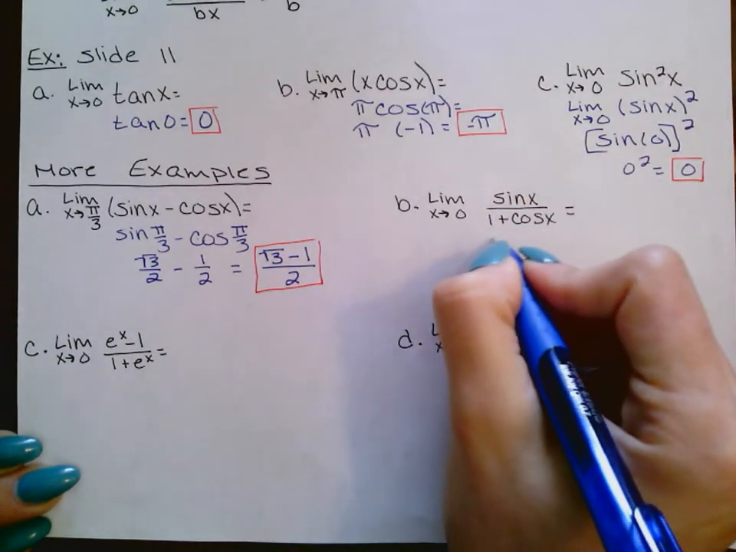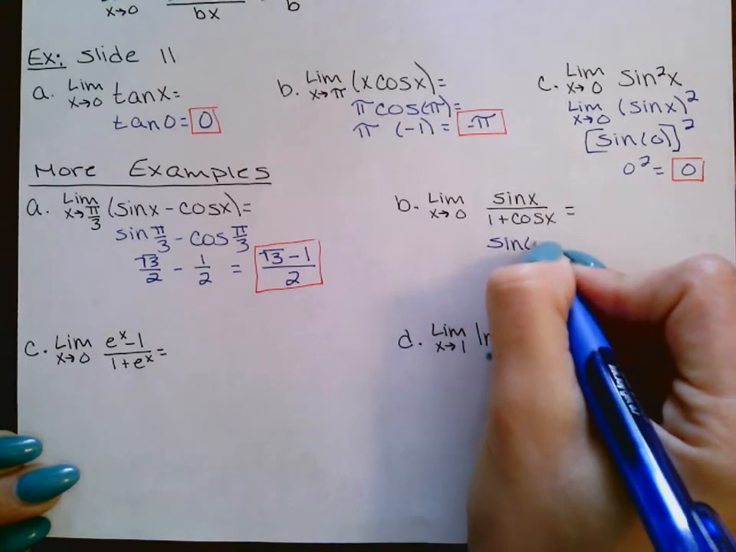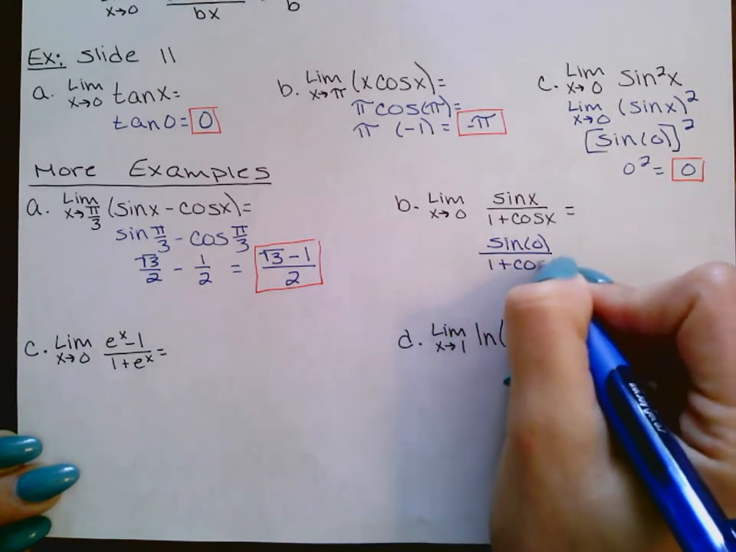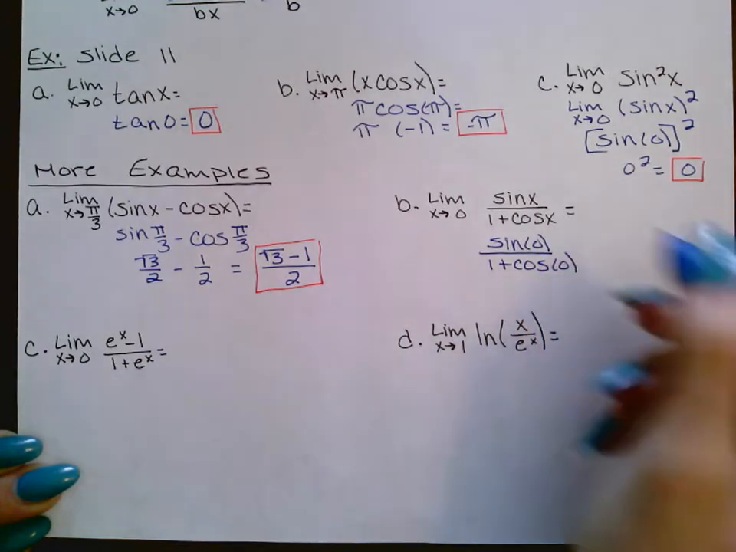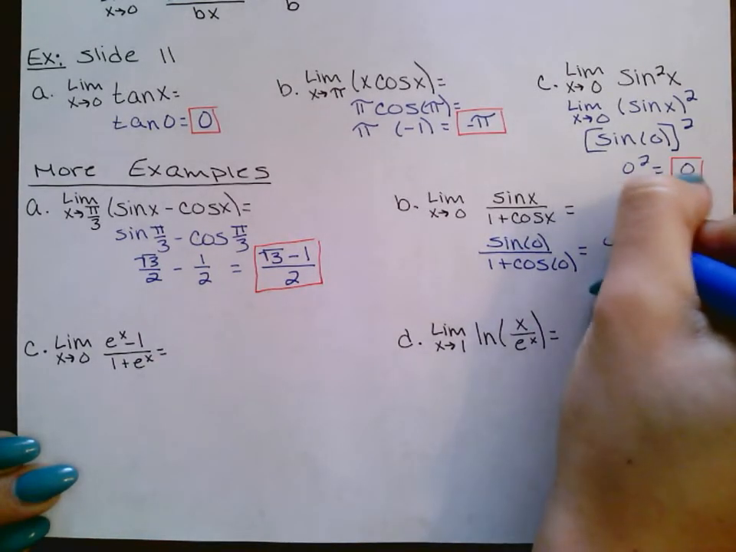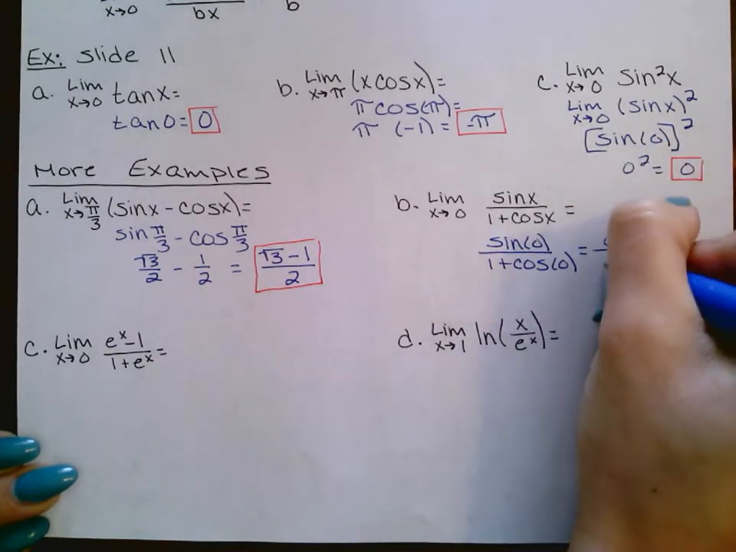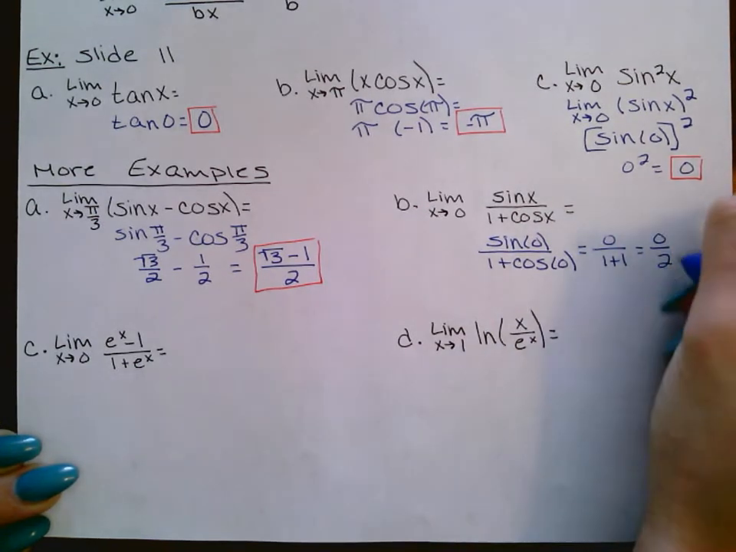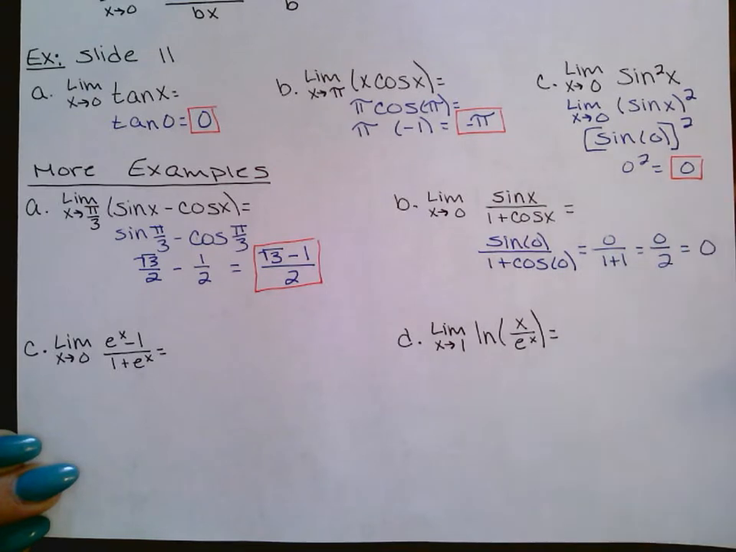Okay? For my next question, I'm plugging 0 into both x's. So I have sine of 0 over 1 plus cosine of 0. Well, on my unit circle at 0, my sine is 0 and my cosine is 1. So I have 0 over 2. 0 over a number is just 0. Okay?